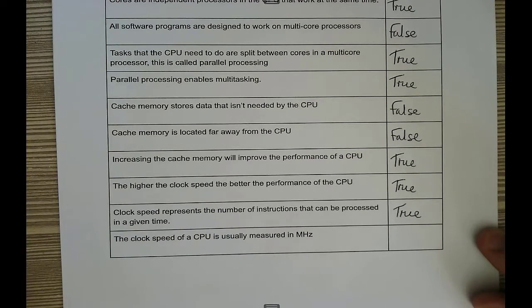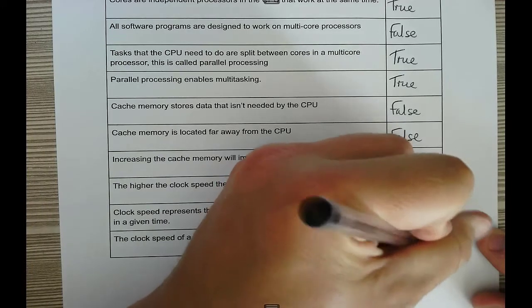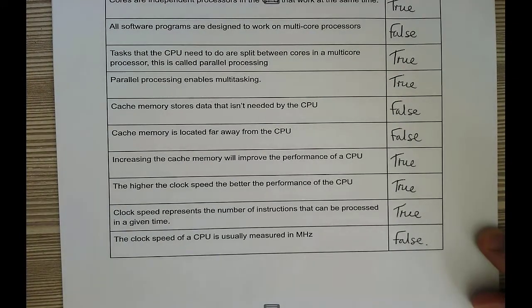And then last but not least, we've got the clock speed of a CPU is usually measured in megahertz. Well, that's false. These days we are dealing with gigahertz for processor speed, which means a 1 gigahertz processor can do 1 billion processes per second. And there's your answers to the true or false.